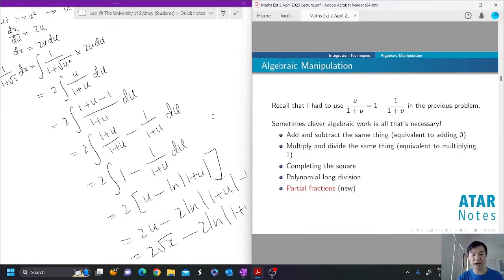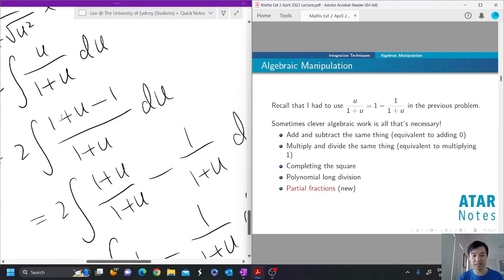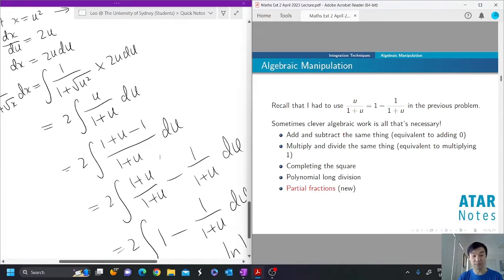You might have to add and subtract the same thing, which is equivalent to adding 0, which is what I did here: I added a 1, then I subtracted a 1. You might have to multiply and divide by the same thing. Completing the square is also another technique, especially when you have results that lead to inverse trigonometric results. Polynomial long division is also very useful, and also partial fractions, when you want to break up a more complex fraction into the sum of simpler fractions.